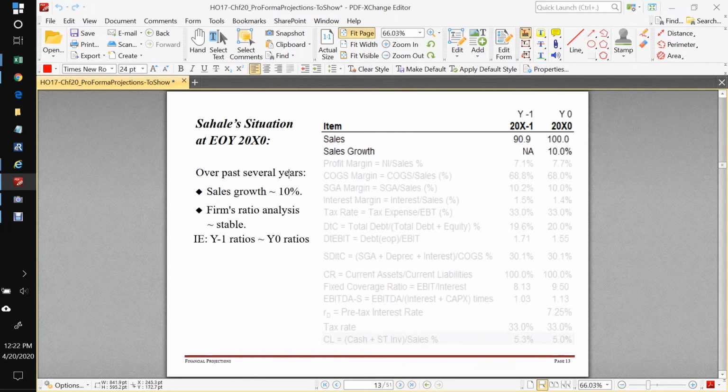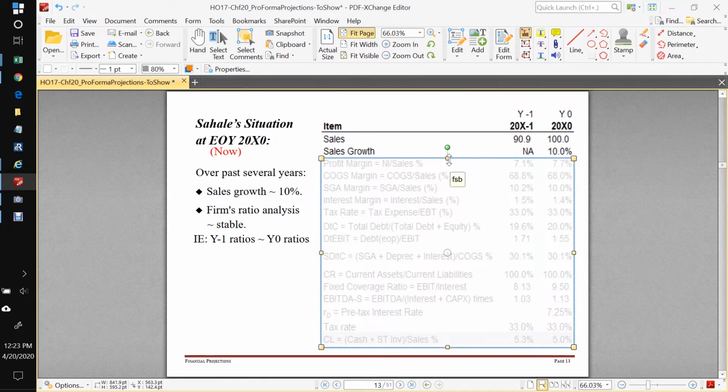All right, so let's look at their situation at end of year 20x0. So for us, we're going to, as usual, call that now, although this was actually a little bit in the past when I was working with Sahali to actually do some analysis for them, that we're going to repeat here with simpler numbers. Okay, so what's the situation? Over the past several years, sales have been growing by about 10%. You can see that here, in the last year they had about 91 million in sales, up to 100 million in the most recent year. So that puts the sales growth at 10%.